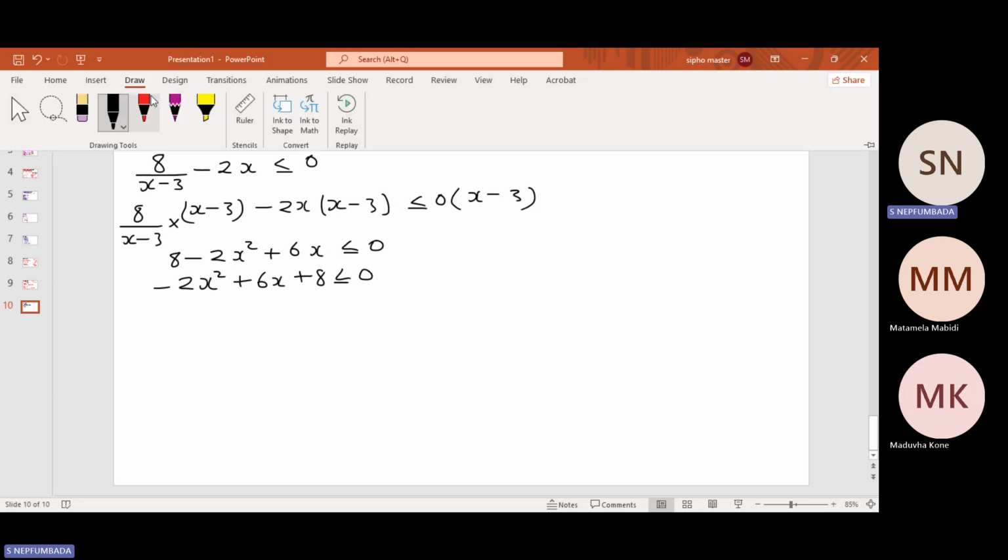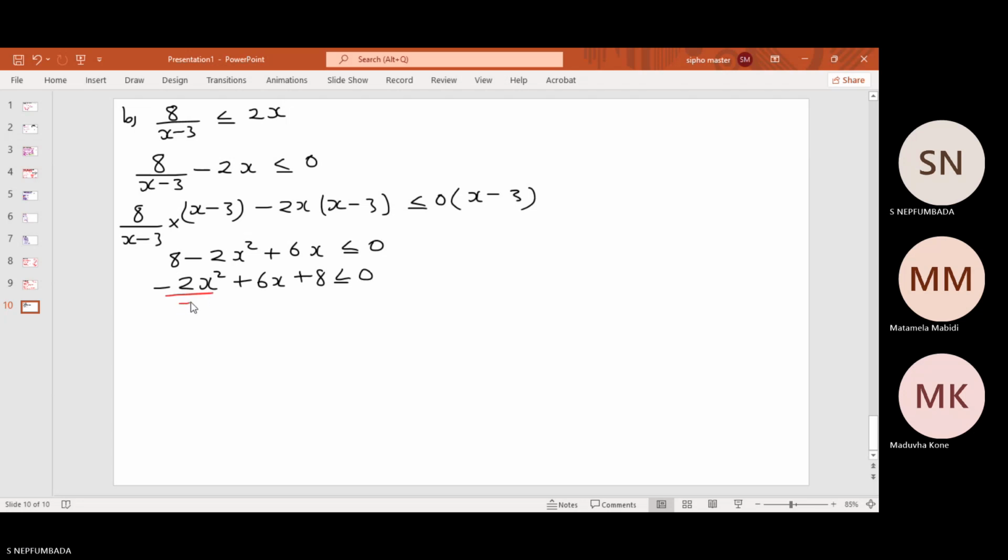Then we divide both sides by -2. Then it means we're going to have x squared minus 3x minus 4 is now greater or equal to 0. Why? Because we divided by negative. CV, critical values, is greater or equal to 0.